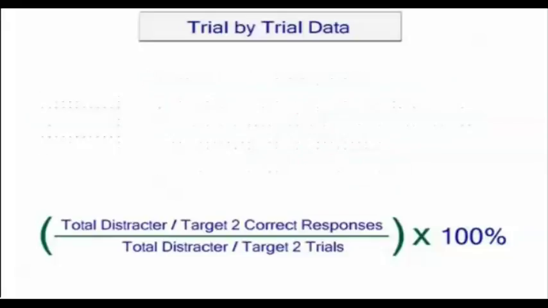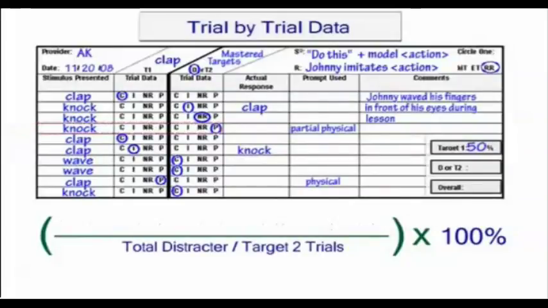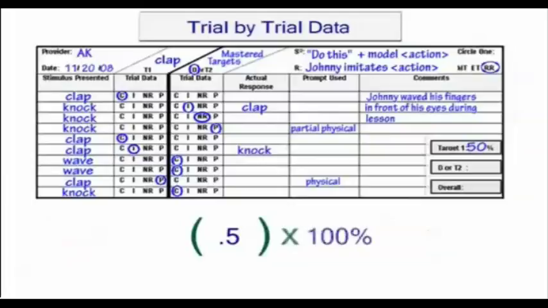In the example with Johnny, there were a total of 6 distractor trials. Johnny responded correctly on 3 and incorrectly on 1 trial. He didn't respond on 1 trial and was prompted on 1. So Alice calculated the percent correct by dividing the number of correct responses, 3, by the total number of responses made, 6, and multiplied that number by 100% for a total of 50% correct.